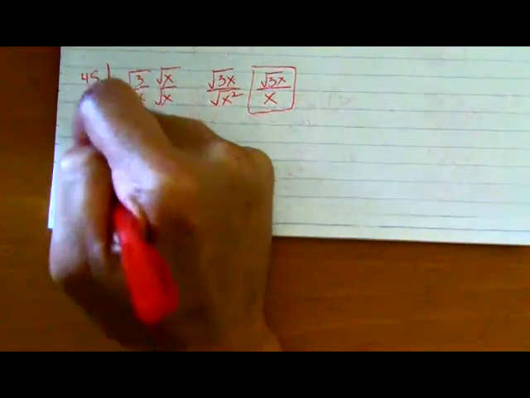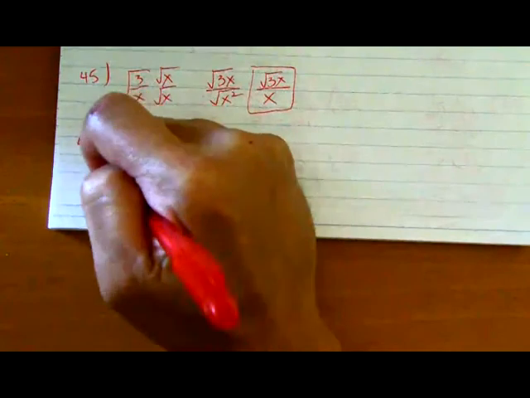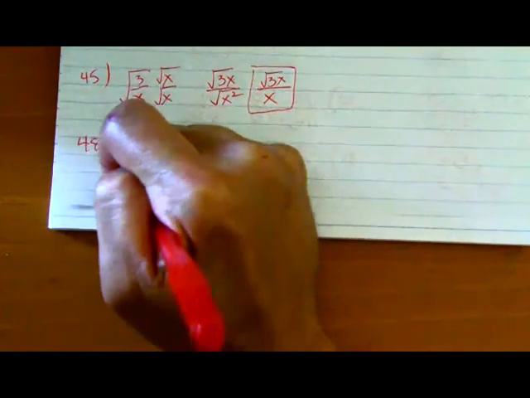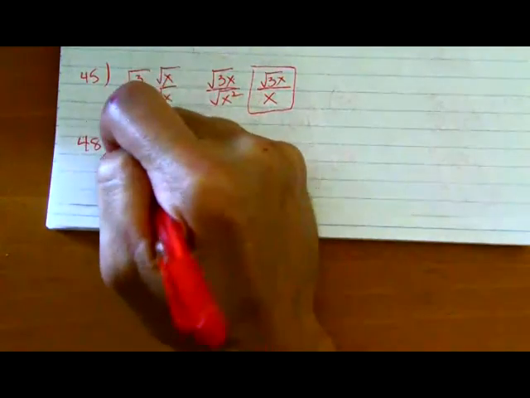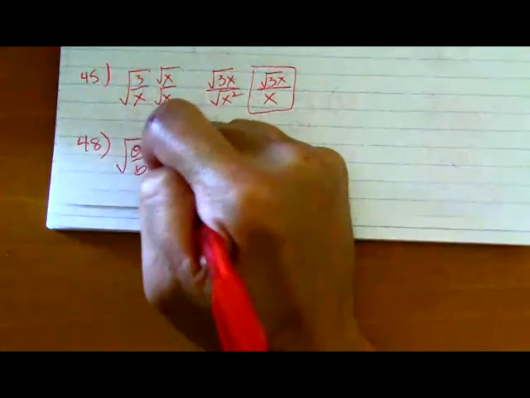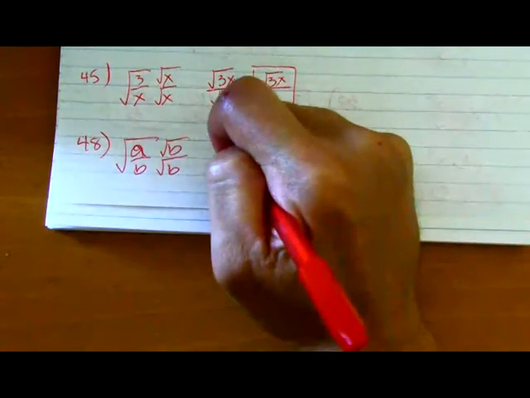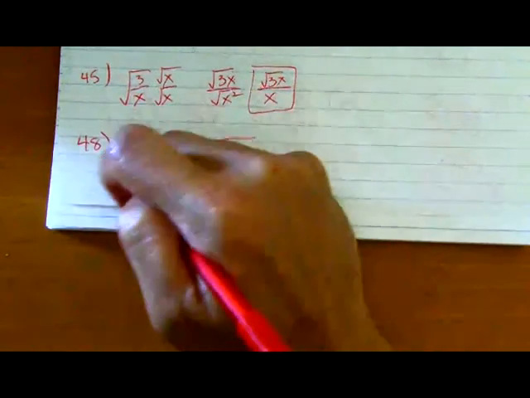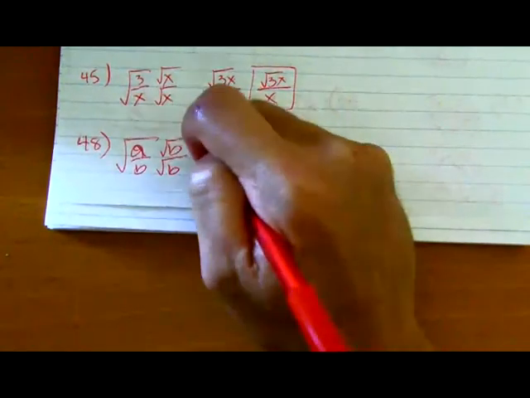48. Square root of a over b. Sorry, a. We need to rationalize the denominator. Multiply top and bottom by radical b. Radical ab, this is b squared, so that would just be b.